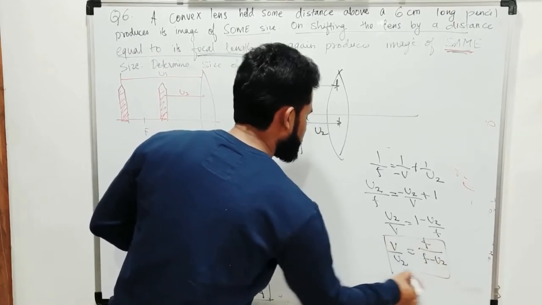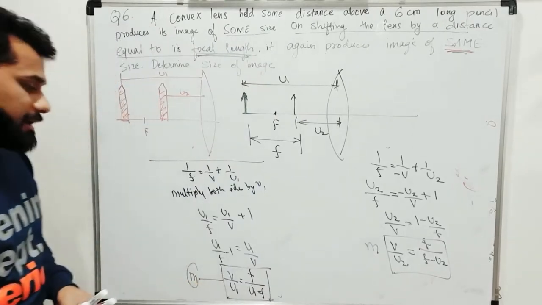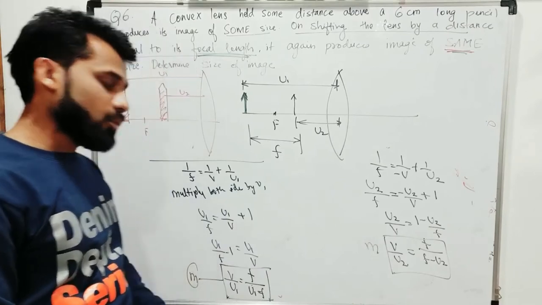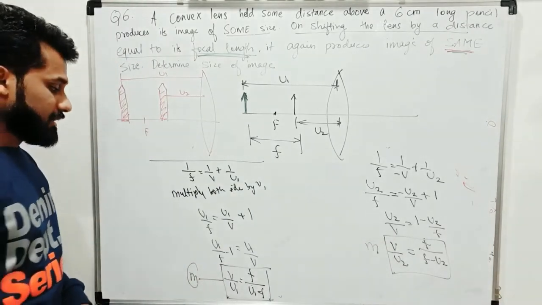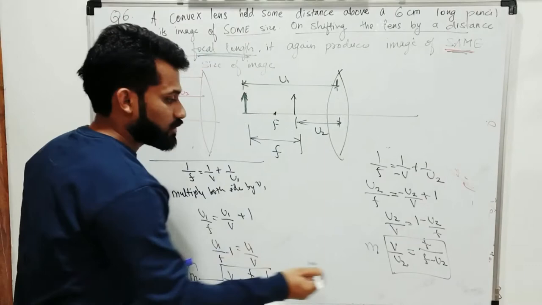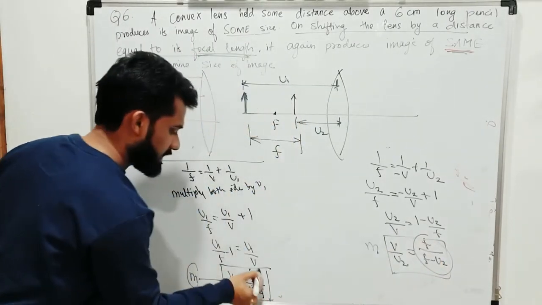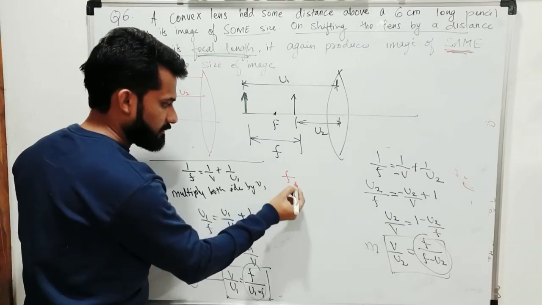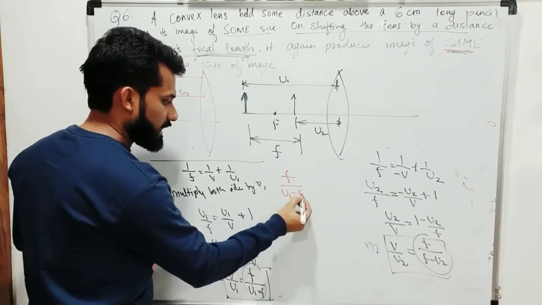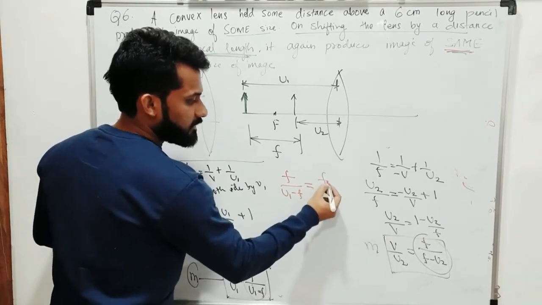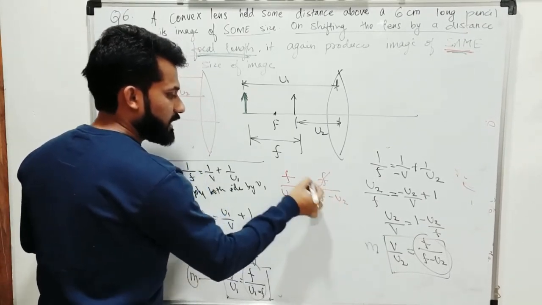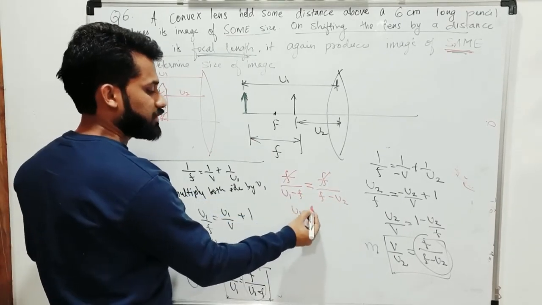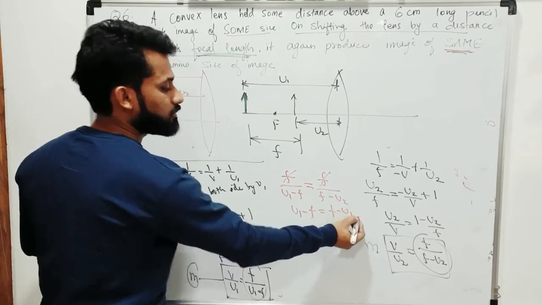This is magnification in the second case. And magnification in case 1 and magnification in case 2, both should be same value wise because the image is of same size. So equating their RHS, what do we get? Suppose if I equate their RHS, f upon u1 minus f is equal to f upon f minus u2. f and f are equal, so denominator should also be same. That is, u1 minus f should be f minus u2, right?